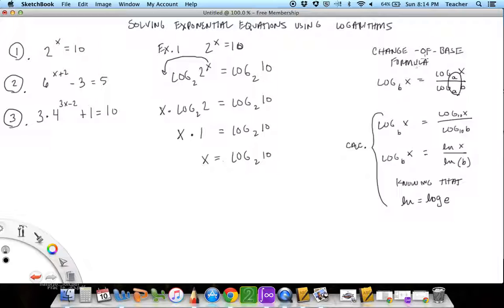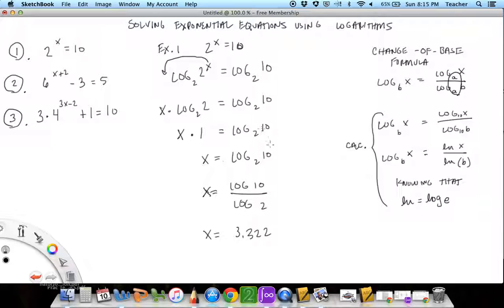Then I'm going to use my change of base formula, so I'm going to use log here. If I took log 10 in parentheses divided by log 2, and if I type this in my calculator, what you're going to type is log 10 divided by log 2, you're going to get your answer of 3.322. We'll round to the nearest thousandths.